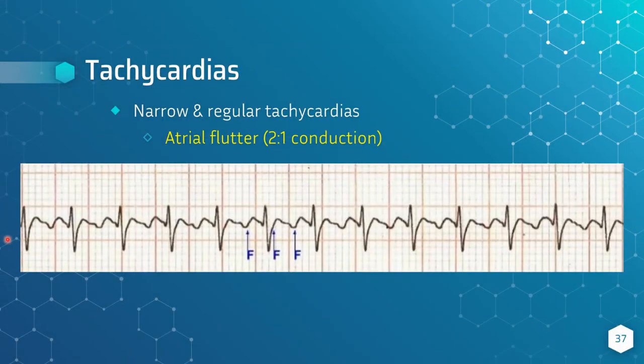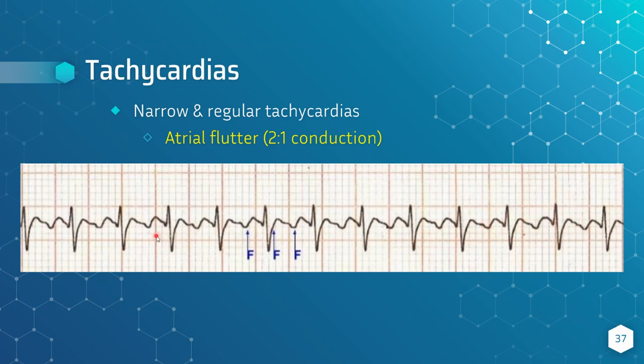And so here's your narrow and regular tachycardia with atrial flutter. And you'll notice this is almost similar to sinus tach. If you don't look carefully, you can see that there's other things going on in the T wave. And remember, T waves are repolarization. So if there's a notch in there, it has to be something else.